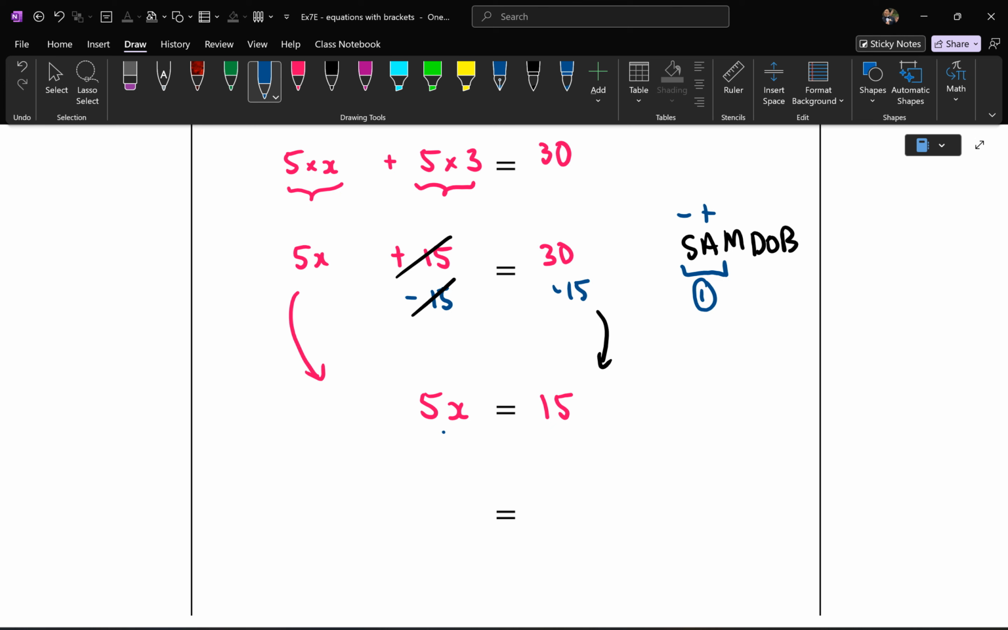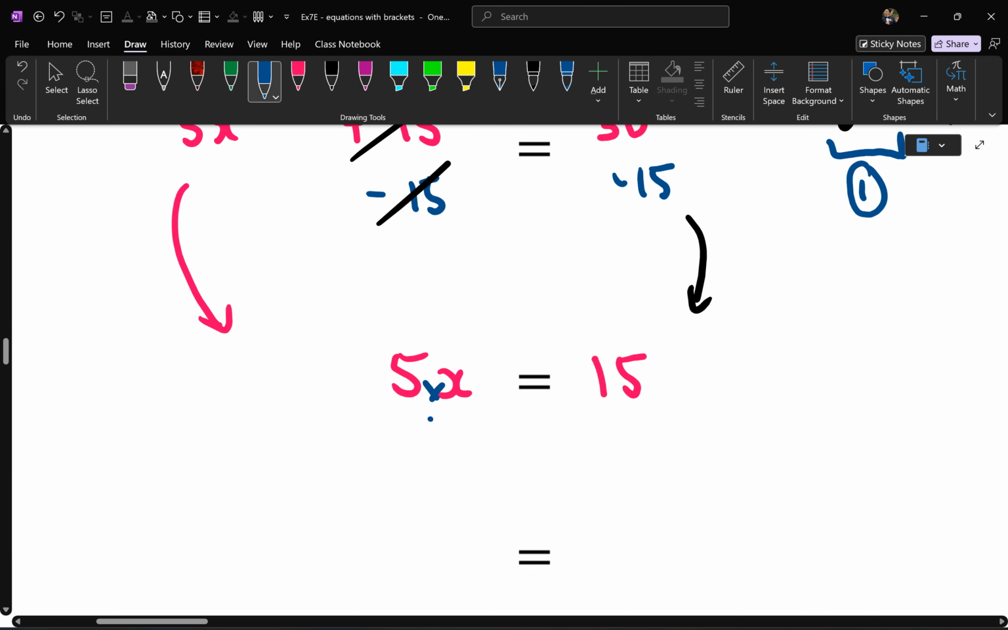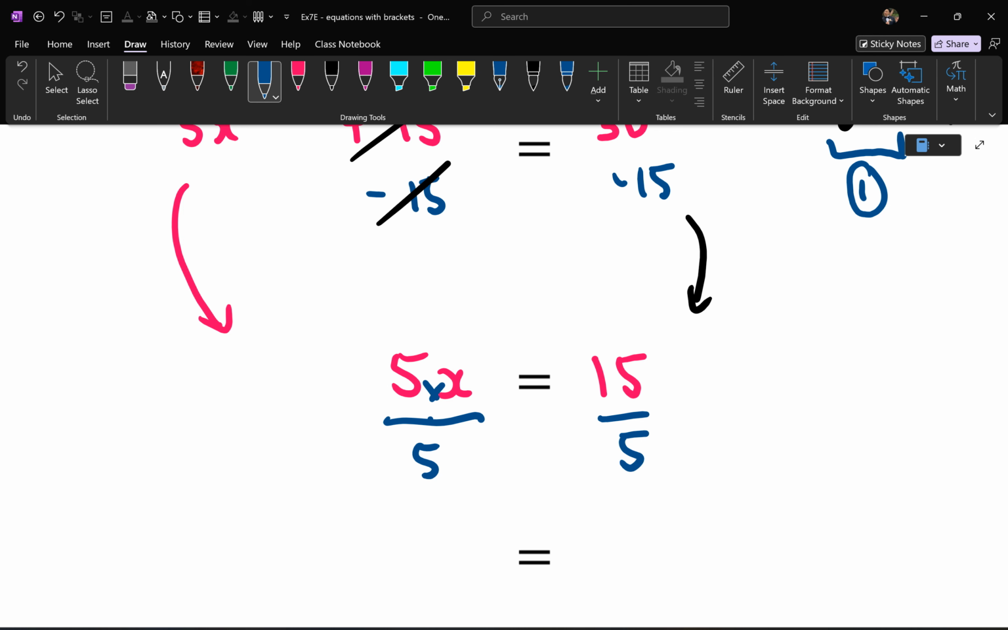Do to the other side. Yes, but what are you doing first? How do I get rid of this times 5? Divide by 5. Good. So whatever you do to one side, you do to the other. Divide both sides by 5.